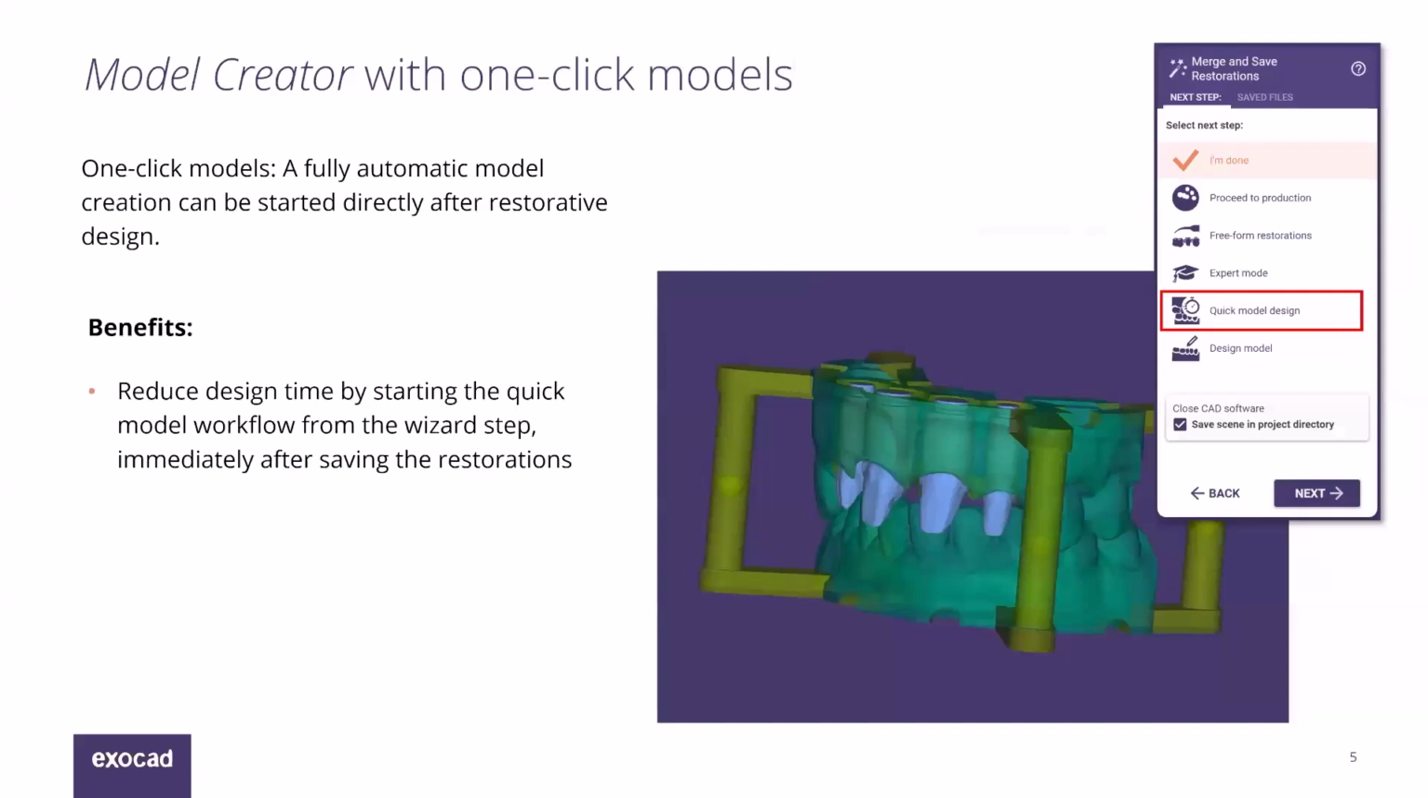Then we also have an implementation in the emergency restoration step. If you finished your design, at the end there is the one-click solution for quick design models. It is a fully automatic model creation workflow that starts directly with your restorations. I can show you that later on in the software. The benefit is that it is really easy to reduce the design effort with the quick design model workflow, and you can skip over the wizard steps.